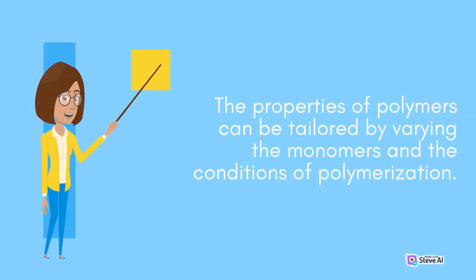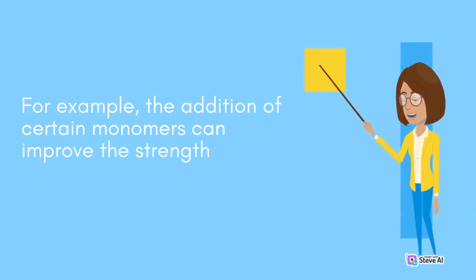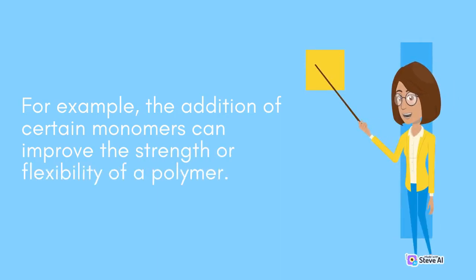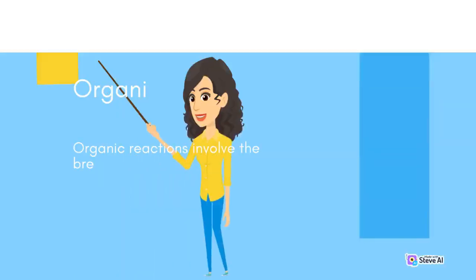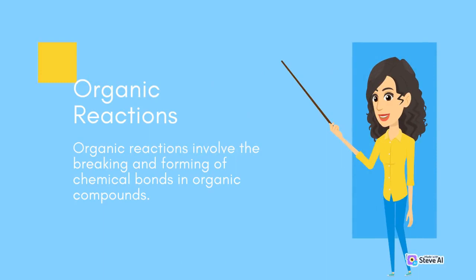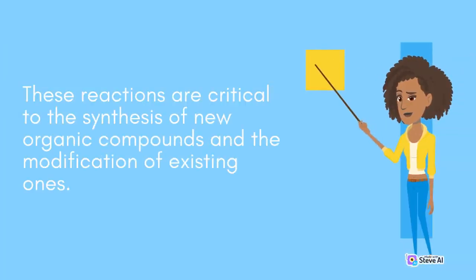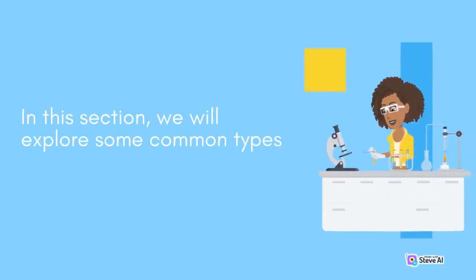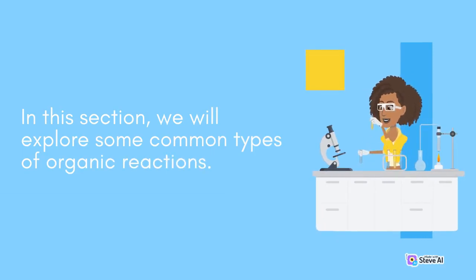The properties of polymers can be tailored by varying the monomers and the conditions of polymerization. For example, the addition of certain monomers can improve the strength or flexibility of a polymer. Organic reactions. Organic reactions involve the breaking and forming of chemical bonds in organic compounds. These reactions are critical to the synthesis of new organic compounds and the modification of existing ones. In this section, we will explore some common types of organic reactions.